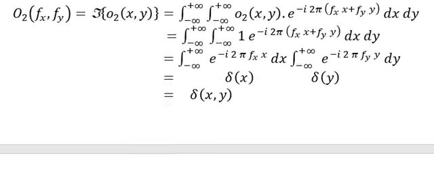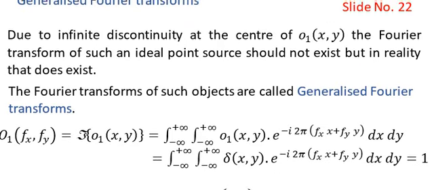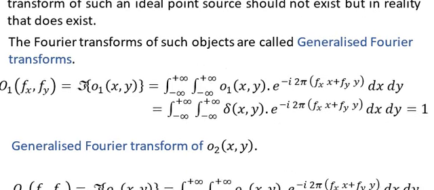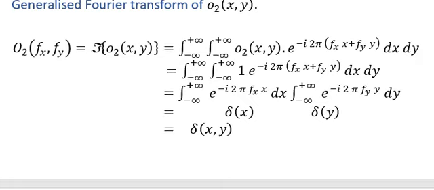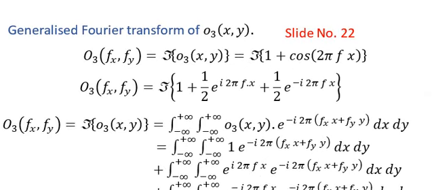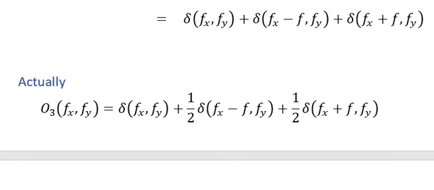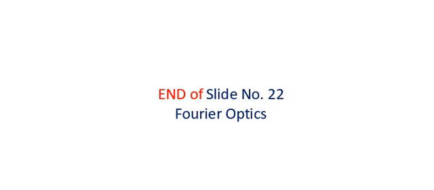So you see that we have computed the three generalized Fourier transforms. We have calculated the generalized Fourier transform of O1. Then we have computed the generalized Fourier transform of the function O2. Then we have computed the generalized Fourier transform of the function O3. And here we end Fourier slide number 22.